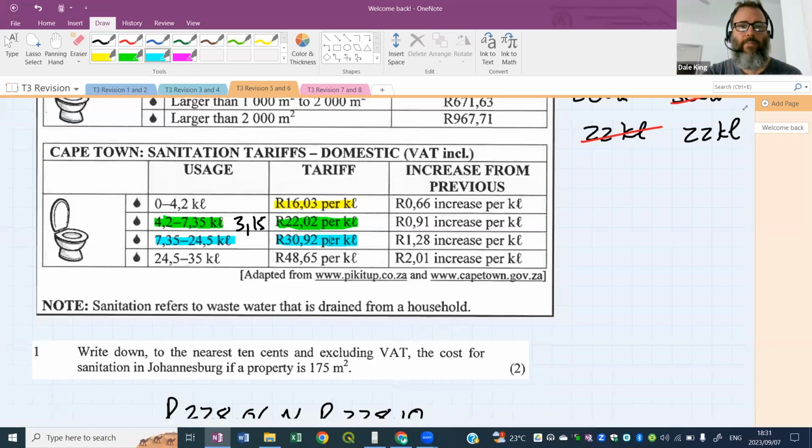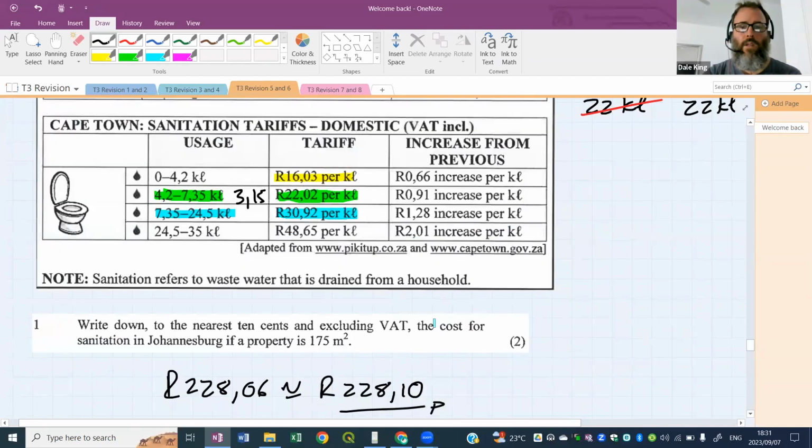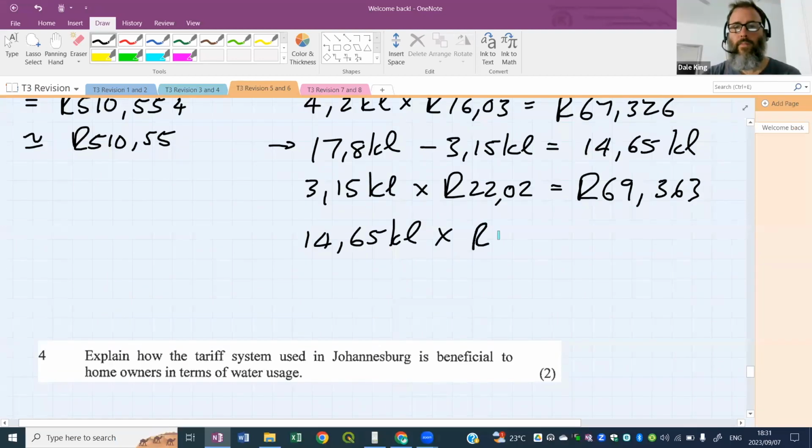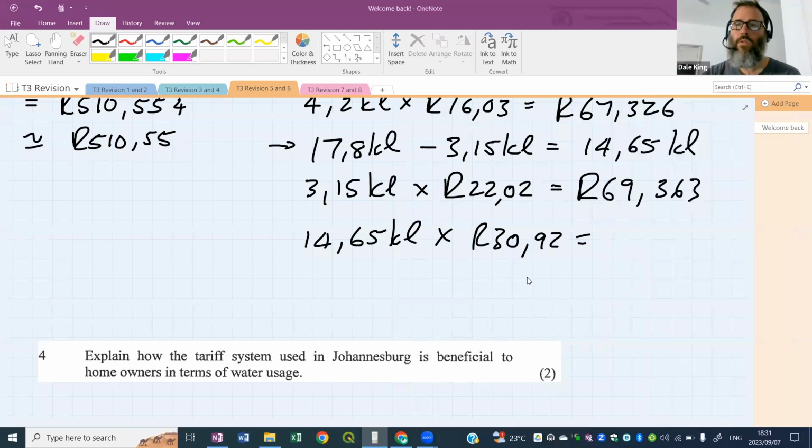So I'm going to say 14 something times 30.92, hey? Yes. All right. So I don't need to work out any more water. I just go to the last one, 14.65 kiloliters times 30.92. All right. 14.65 times 30.92 is 452.978. All right, Ben, what do I do now?